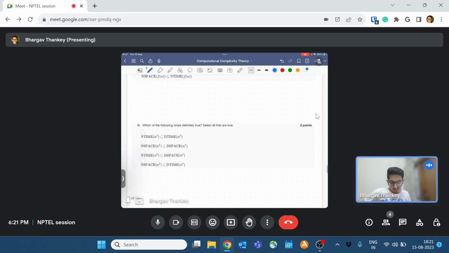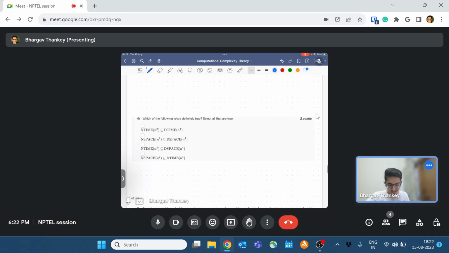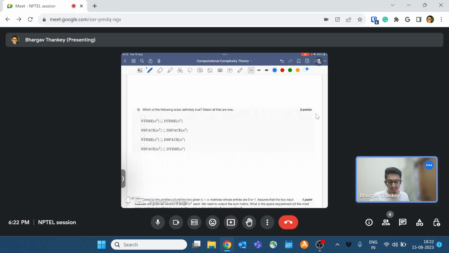Then in that case, let's look at the next problem. Which of the following is or are definitely true? Select all that are true. NTIME(n^2) is contained in DTIME(n^4), NSPACE(n^2) is contained in DSPACE(n^4), NTIME(n^2) is contained in DSPACE(n^4), and NSPACE(n^2) is contained in DTIME(n^4). Which of these are definitely correct?